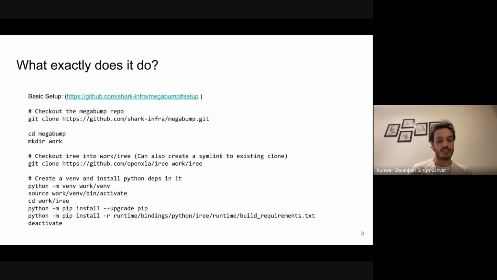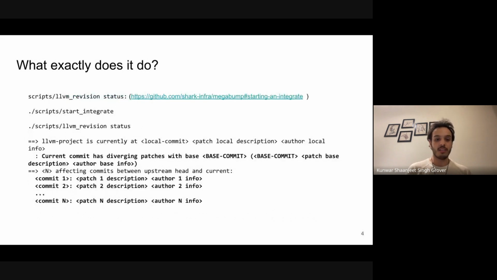I essentially put some docs here directly from the README and some links with it. You just have to clone the repo, create a directory, put iree in it, and clone iree in it, and then set up the iree directory with some Python dependencies, to be able to build and run some tests. And then you just go ahead and start an integrate. All you have to do is run the script, start integrate, and it'll create a new branch. It will create an empty commit which just says start integrate, and puts the starting hash for you.